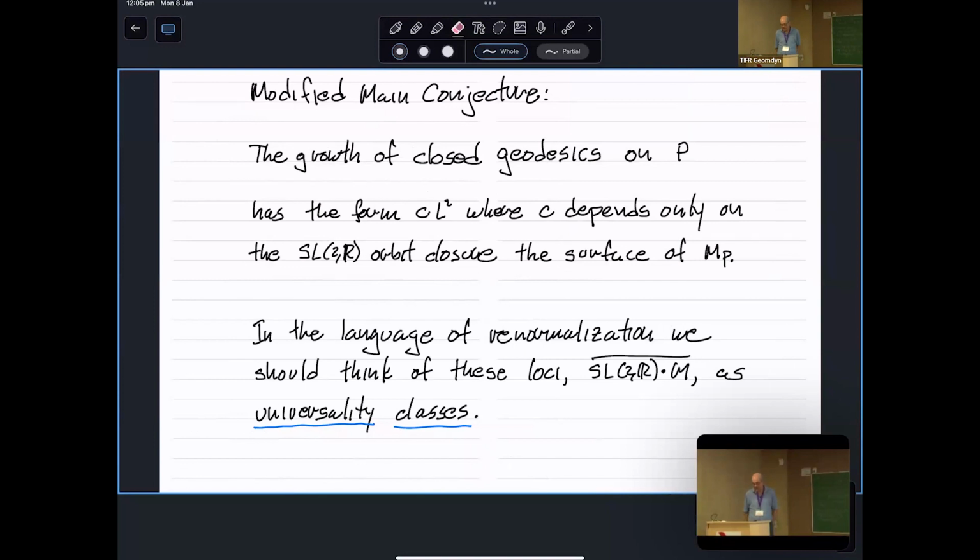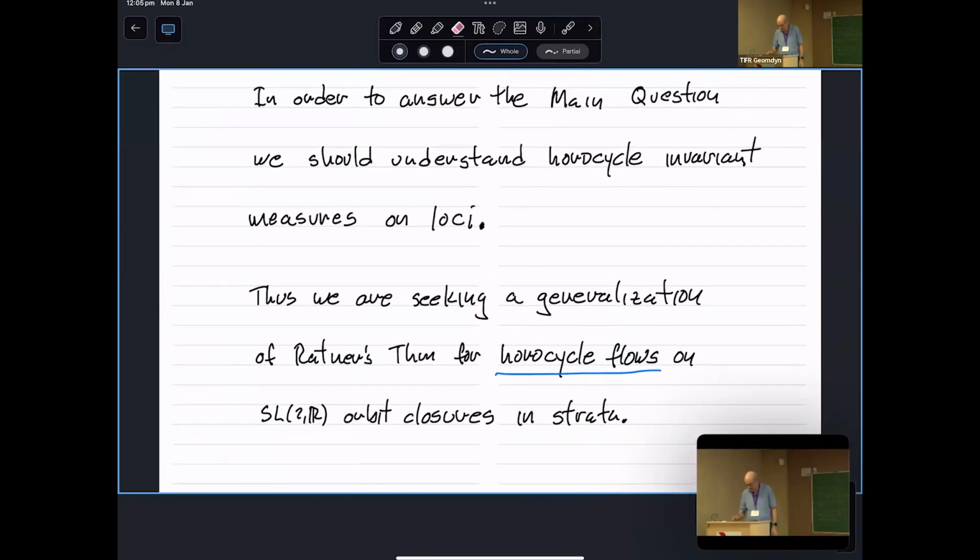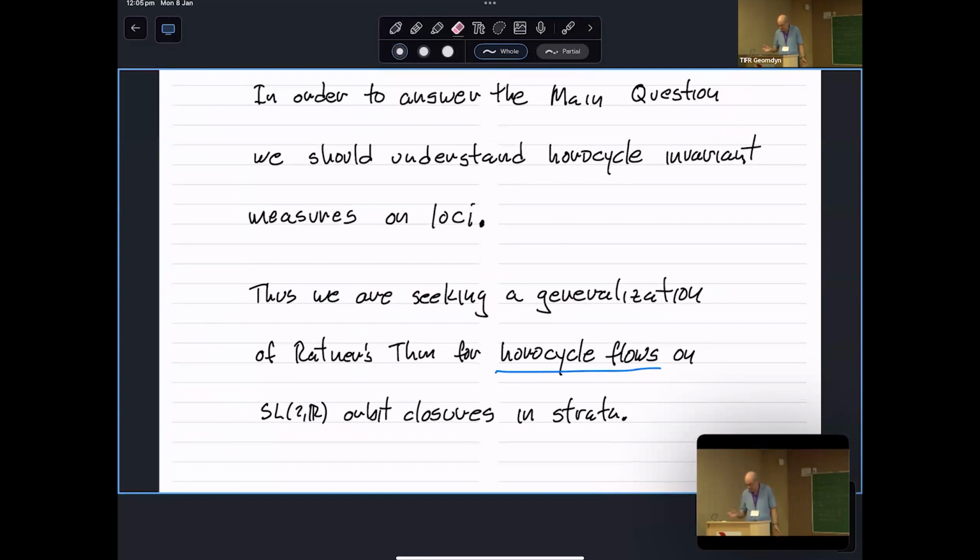Okay, so the modified main conjecture is that the growth of closed geodesics on P has the form C times L squared, where C depends only on the SL2R orbit closure of the surface M sub P. In the language of renormalization, we should think of these orbit closures or loci as universality classes. Typically, the physics paradigm is that if you want to solve a problem, step one is you ask what universality class you're in, and then the solution comes from just knowing that universality class, not knowing the particular element inside that generates that universality class. So in order to understand the main question, we should understand horocycle invariant measures on loci.